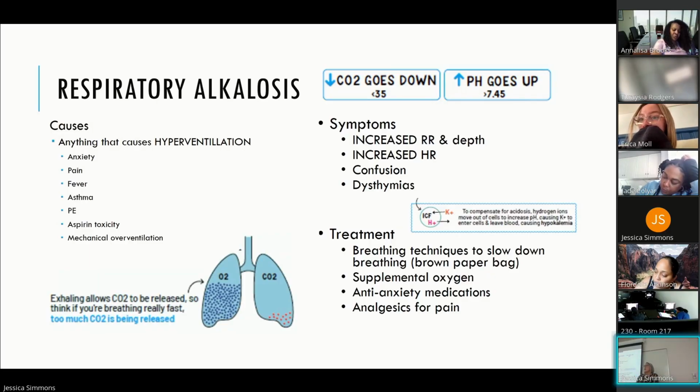So when we are saying supplemental oxygen, this is something we also have to be careful with, just like our previous slide. We don't want to over-oxygenate because we want to hold on to the CO2. We need to correct the respiratory alkalosis by holding on to carbon dioxide. Does that make sense?